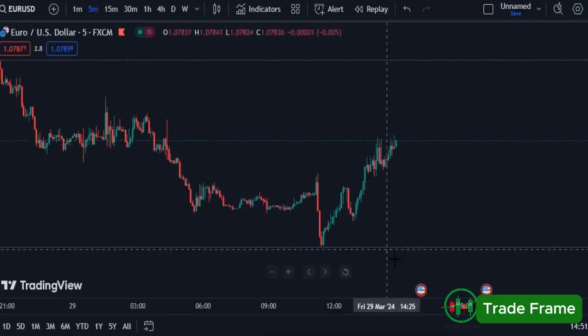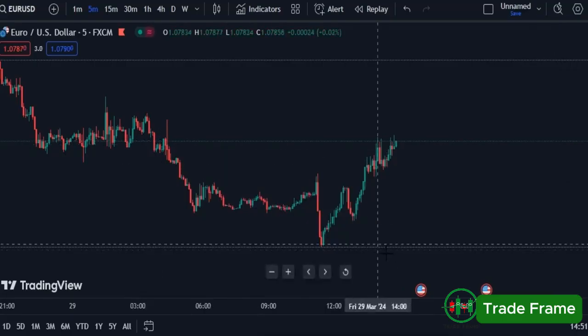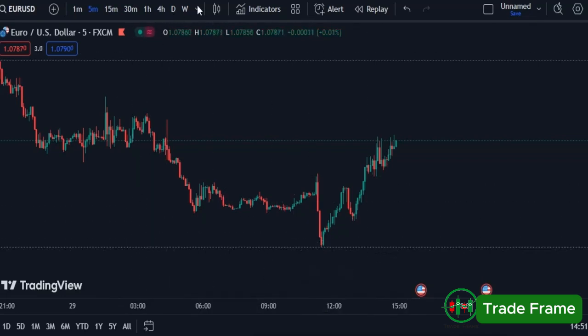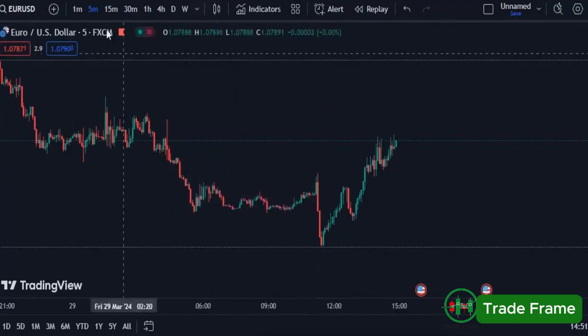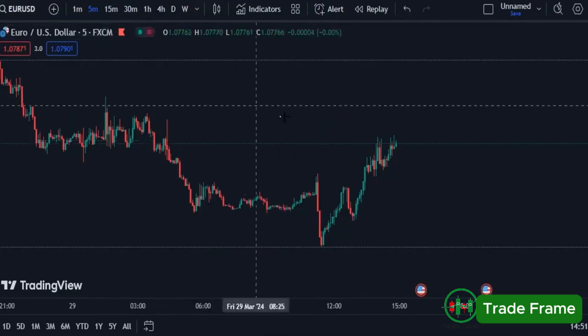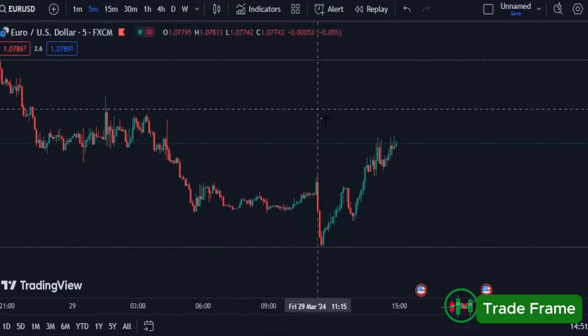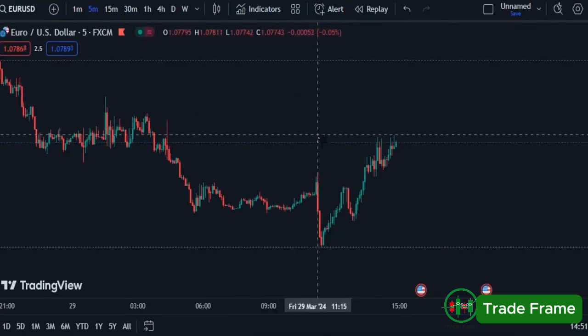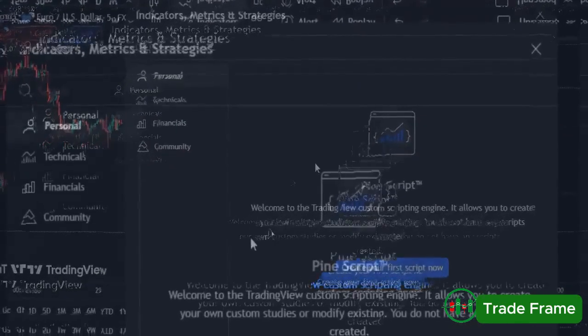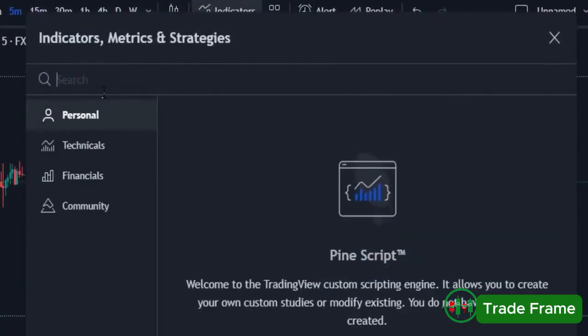Alright, we are on the TradingView site and on the EUR USD symbol. And in any time frame you want, you can have this strategy, but we set it to 5 minutes because it delivers good performance. To add the first indicator to our chart, we open the Indicators tab and type Trend Magic in the search bar.